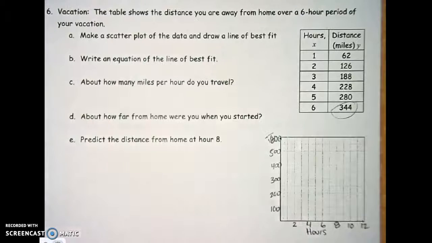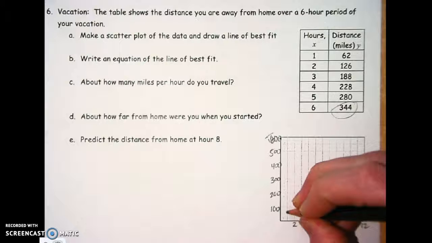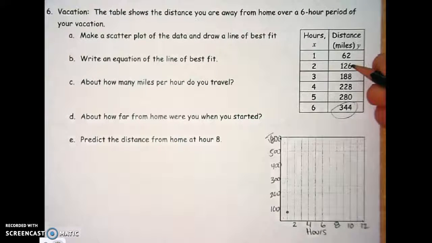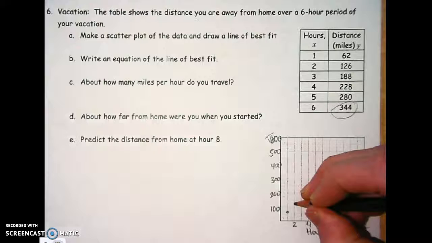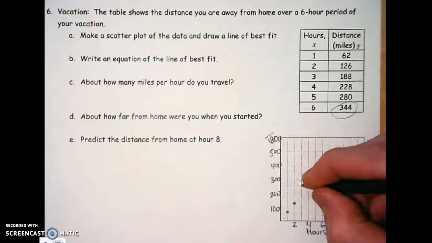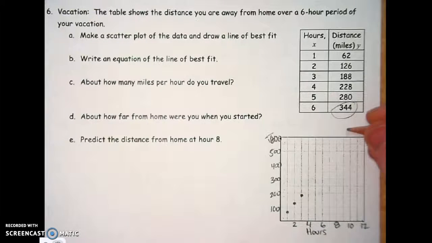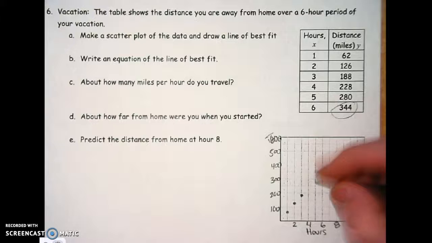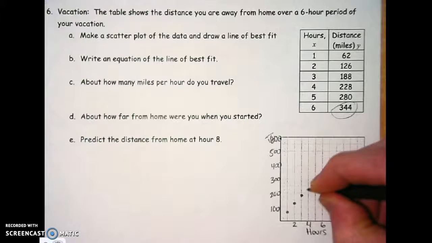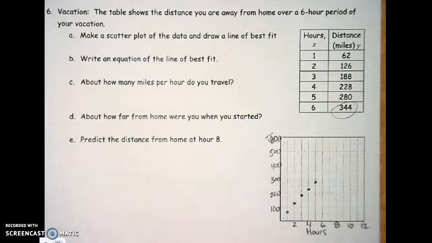Now I'm going to plot my points. Plotting 162, just above 50 there. And then 126, right in the middle. 3, 188. Just doing the best I can to estimate where I think that would be. Not perfect, but it's working. 4 is 228. 5 is 280. And 6 is almost 350.